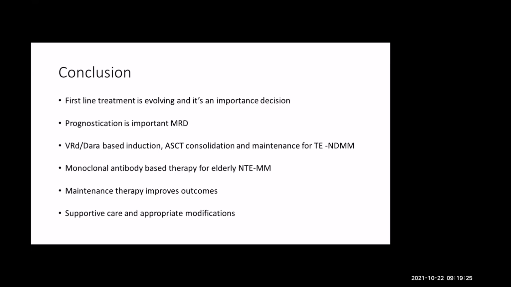For non-transplant eligible patient, I think the value of monoclonal antibody is really good, and the antibody-based regimens, if feasible, should be the treatment of choice. Maintenance treatment helps to improve the outcome, and we will see more data with newer drug, but lenalidomide and sometimes proteasome inhibitor should be used. And I think paying attention to supportive care and appropriate dose modification for individual patient is important. So I will stop here, and if there are any questions, I will answer.